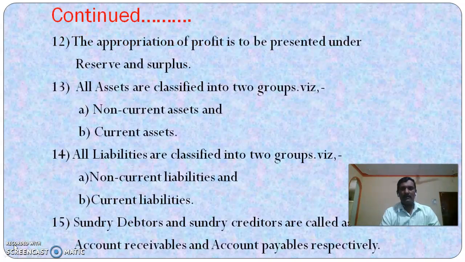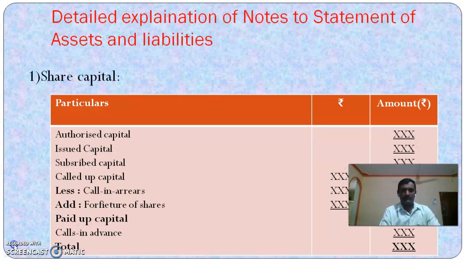Dear students, earlier we used to prepare a separate appropriation account, that is profit and loss appropriation account. But the provision of the new Companies Act 2013 made it very clear that the appropriation of profit is to be presented under reserves and surplus only. Then all assets are classified into 2 groups, one is non-current assets and another is current assets. Then all liabilities are classified into 2 groups, non-current liabilities and current liabilities. The sundry debtors and sundry creditors are called accounts receivables and accounts payables respectively.